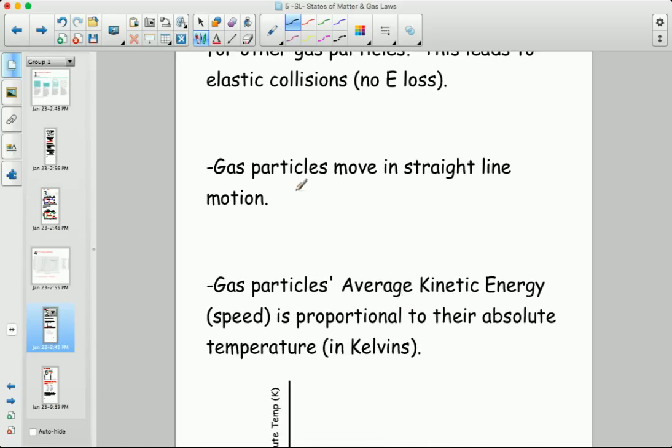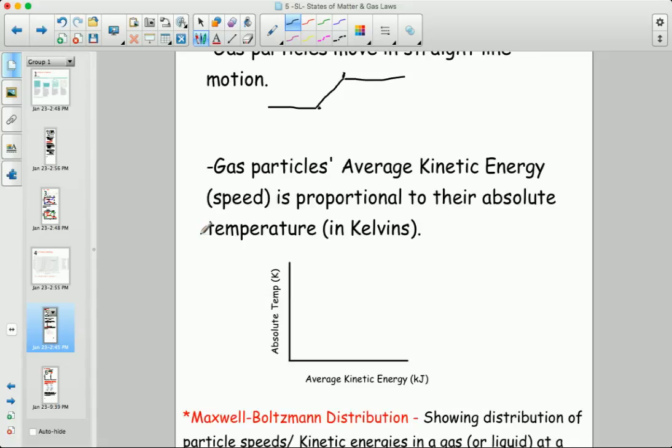We assume that gas particles move in straight line motion. So they are moving in one direction until they hit something else, and then they bounce off in another straight line until they hit something else, and then they bounce off in another straight line. So we think of them as balls just being bounced around off each other, moving really fast, and colliding with one another all the time. But each individual bit of motion is straight line.